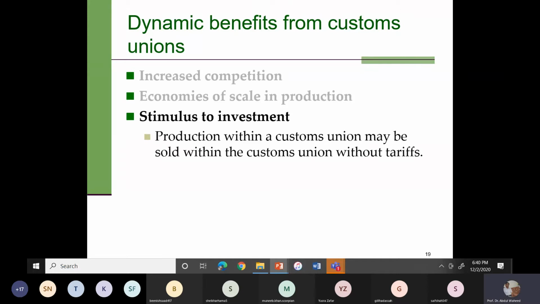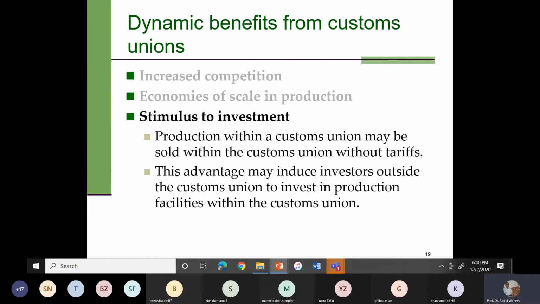Also, this will stimulate investment. Production within a custom union will be sold within the custom union without tariff. So this will stimulate investment. Before custom union, because there was a tariff, that may discourage investors. But if there is a formation of custom union, there will be no tariff, and this will encourage the domestic investor to make more investment. So this will stimulate investment.